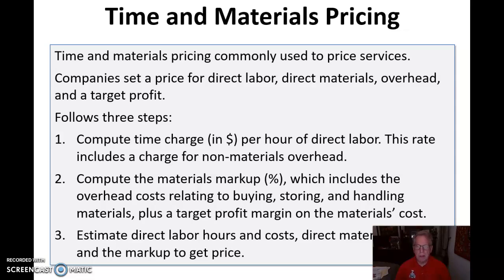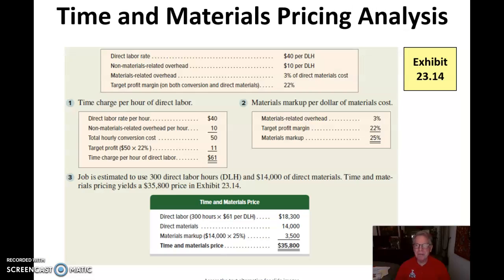So we compute materials markup, which includes the overhead cost of buying, storing, handling materials, plus a target profit margin on the materials cost. Then we estimate our direct labor hours and costs, direct materials cost, and finally the markup to get the price. That's awfully quick and dirty. Let's see how that works.